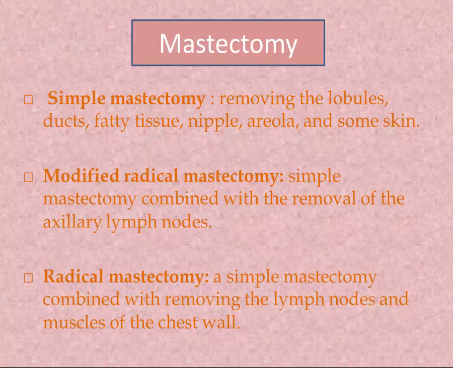Simple mastectomy, removing the lobules, ducts, fatty tissue, nipple, areola, and some skin. Modified radical mastectomy, simple mastectomy combined with the removal of the axillary lymph nodes. Radical mastectomy, a simple mastectomy combined with removing the lymph nodes and muscles of the chest wall.